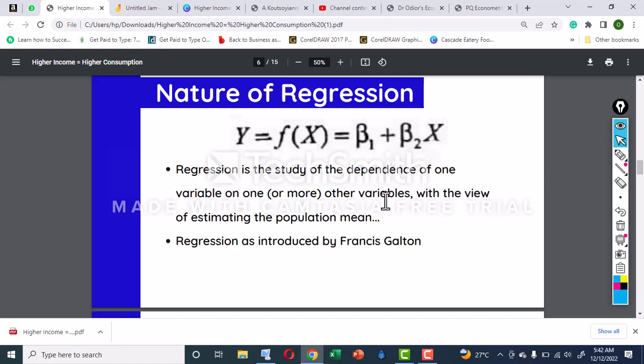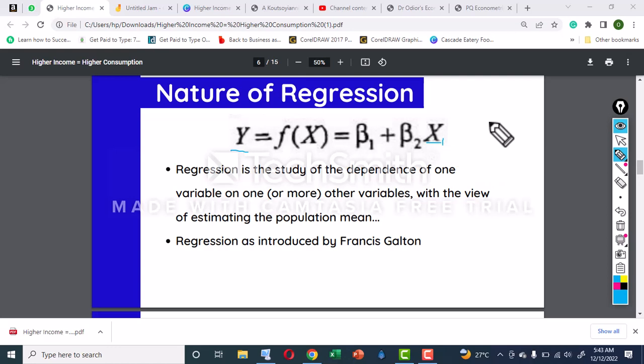It is basically us studying the dependence of one variable, which is the dependent variable, on one or more other variables. It can be one, that's the explanatory variable, or it can be more than one. We just want to look at the dependence of this variable on other variables, because a particular variable, mostly represented by y, always depends on some other variables, mostly represented by x. If they are more than one, that's when we represent them with x1, x2, x3.